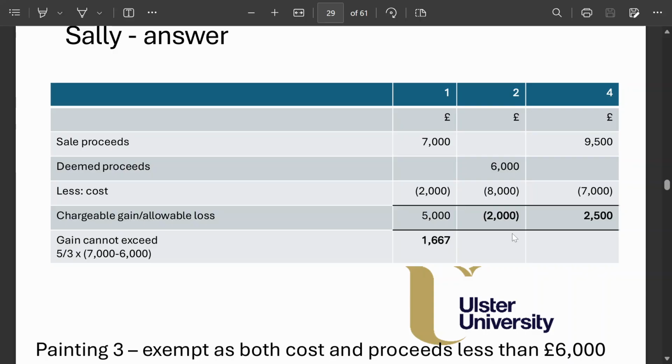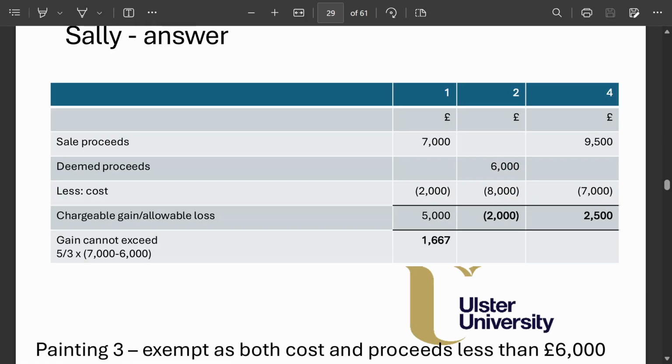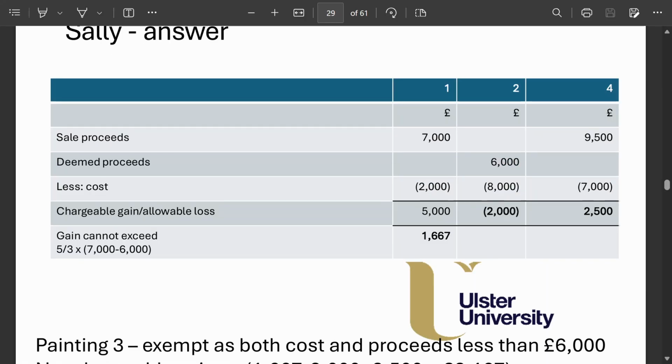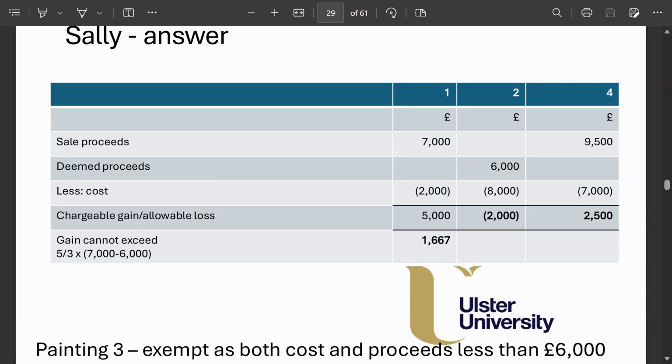And what is the last one here? Well, one of the last ones. So this one is, he bought it for 3,000, and he sold it for 5.5. So this is 6K or less sale proceeds, and cost is also 6K or less. So this falls in the top left corner, the first quadrant. So the rule there is that it's totally exempt, and that's what you see given here. That number 3 is totally exempt because both are less. Okay. And then number 4, let's look at number 4.